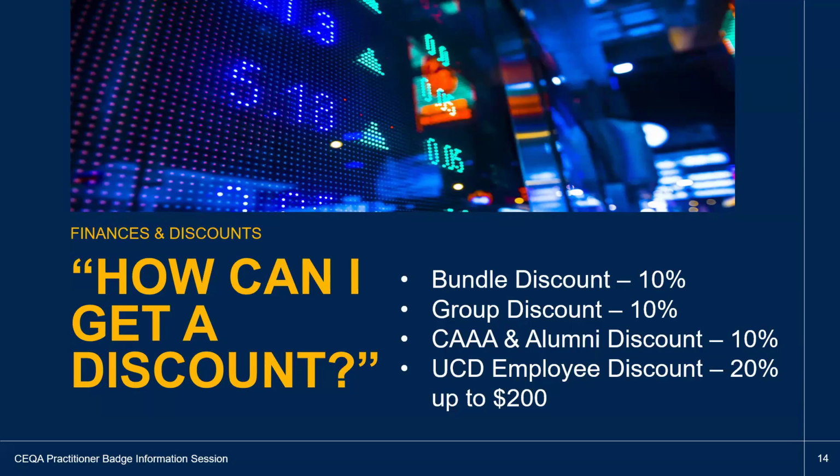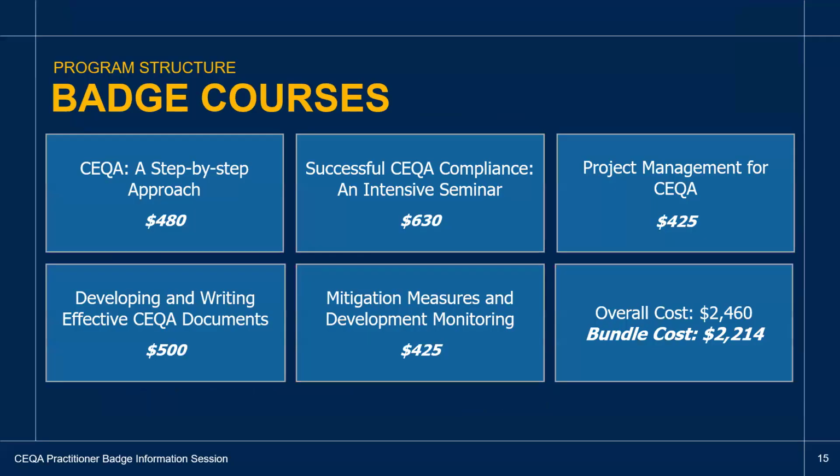Now let's talk about the enrollment fee of each course, as well as the overall cost of the program. CEQA, a Step-by-Step Approach, is $480. Successful CEQA Compliance and Intensive Seminar is $630. Project Management for CEQA is $425. Developing and Writing Effective CEQA Documents is $500. And Mitigation Measures and Development Monitoring is $425.